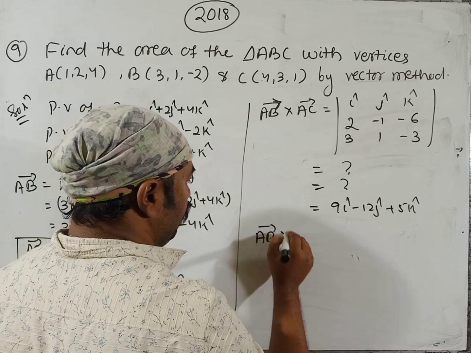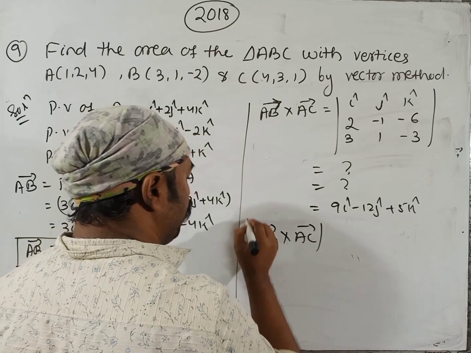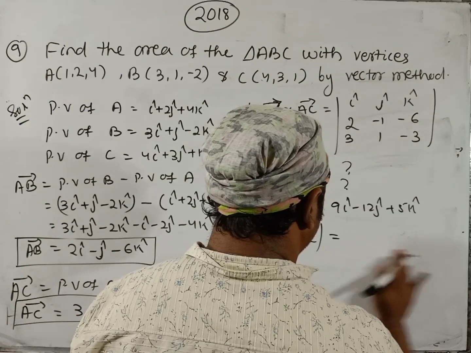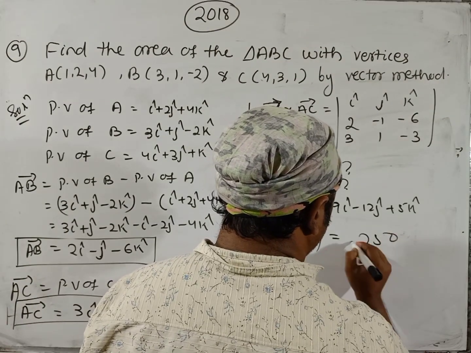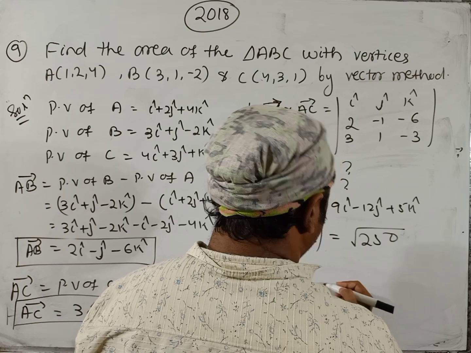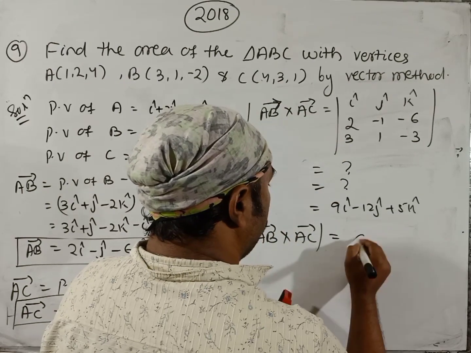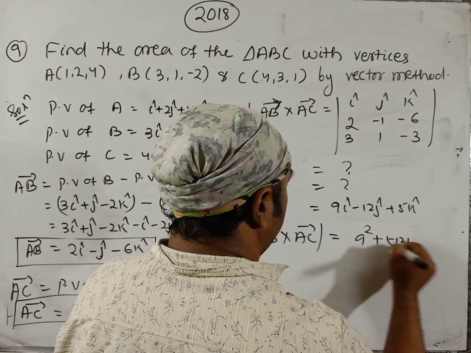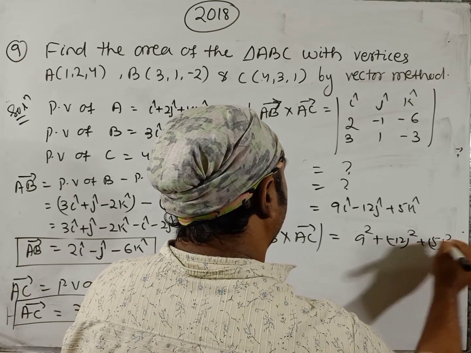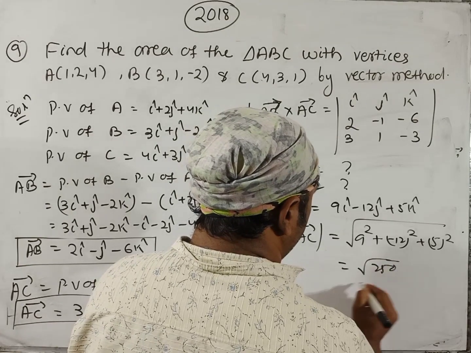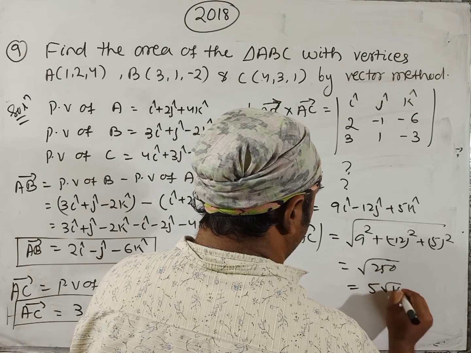Then the magnitude of the cross product of AB vector and AC vector is the square root of 250, which means 5 root 10.